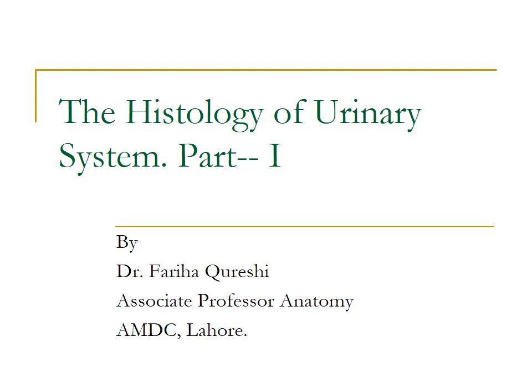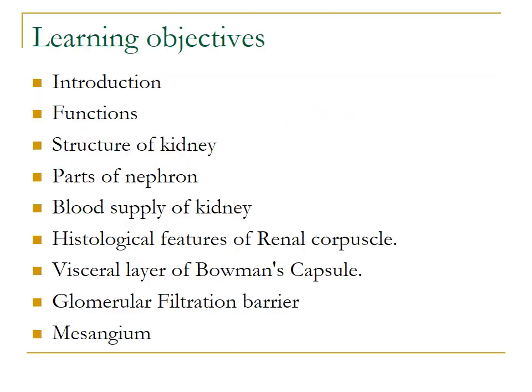We're going to start with the histology of the urinary system. In this lecture, we'll discuss the functions of the kidneys or the urinary system, the structure of the kidney, the various parts of a nephron. Then, to understand the histology, we should understand the blood supply of the kidney, then the histological features of the renal corpuscles, the visceral layers of the Bowman's capsule, the glomerular filtration barrier and mesangium. Then we'll continue with the next lecture.